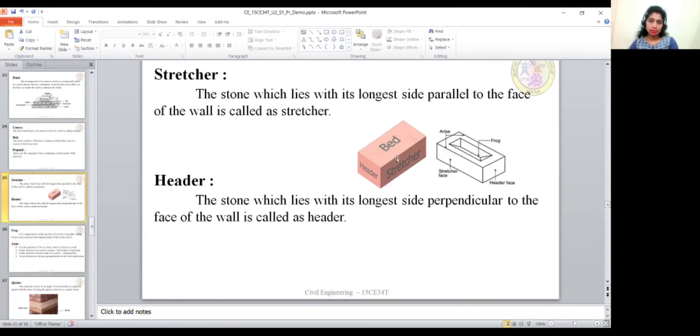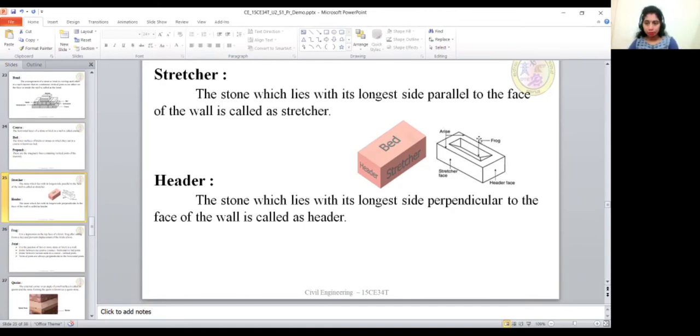If the longest side of a brick is placed parallel to the face of the wall, then it is known as stretcher. If the brick is laid with its longest side perpendicular to the face of the wall, that means header, which is also known as the shortest width. Sorry, the shortest width of a brick is known as header. I hope it is clear now.